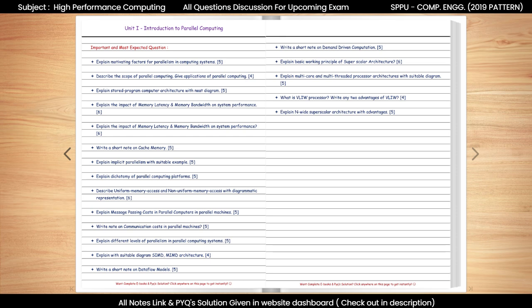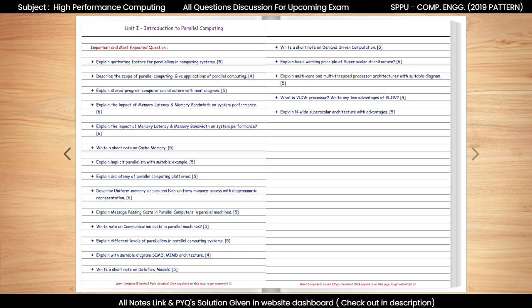Now, let us move on to our next important topic, implicit parallelism. From this topic, we can expect questions such as, explain implicit parallelism with suitable example. Implicit parallelism means parallel execution happens automatically without the programmer explicitly writing parallel code. The compiler or hardware identifies independent instructions and executes them simultaneously. For example, if two arithmetic operations do not depend on each other, the processor can execute them at the same time. This makes programming easier because the developer focuses on logic while the system handles parallel execution.